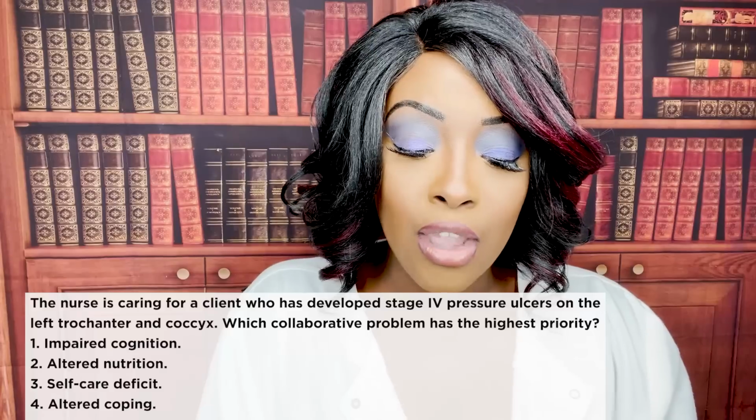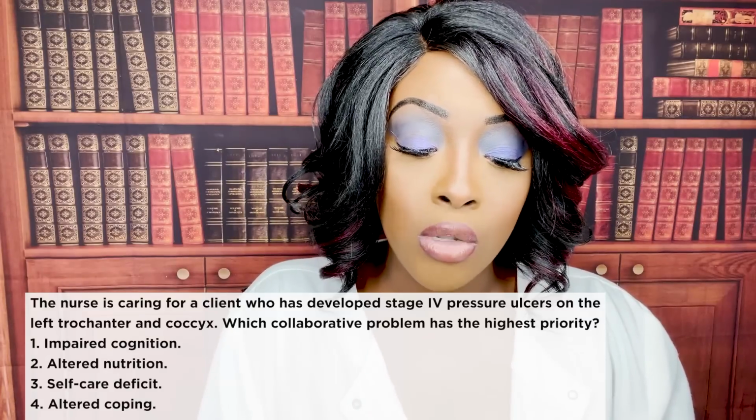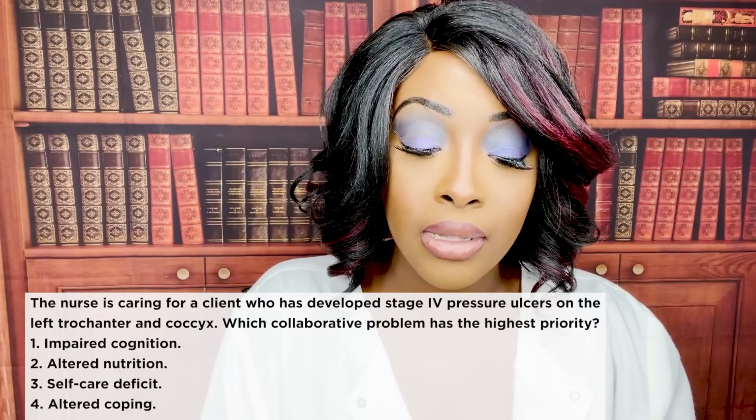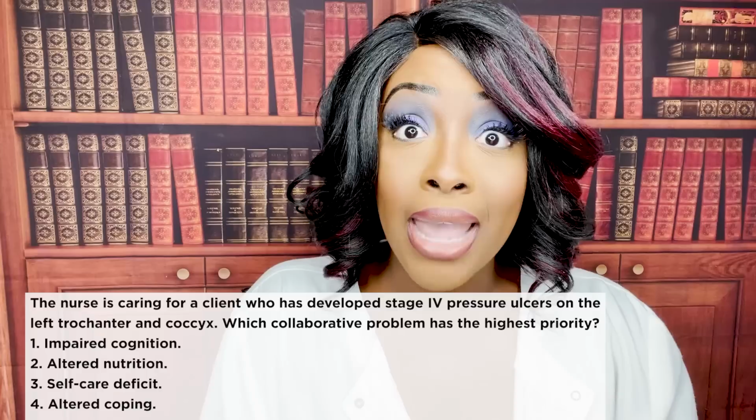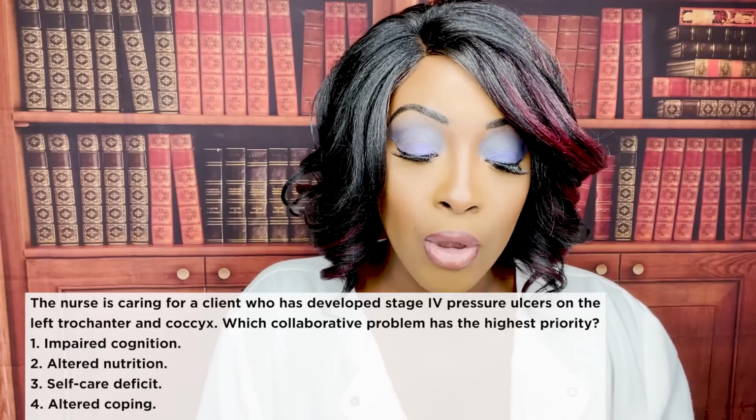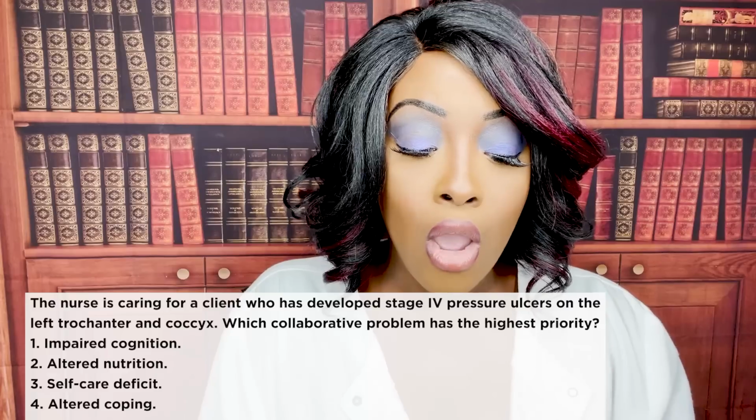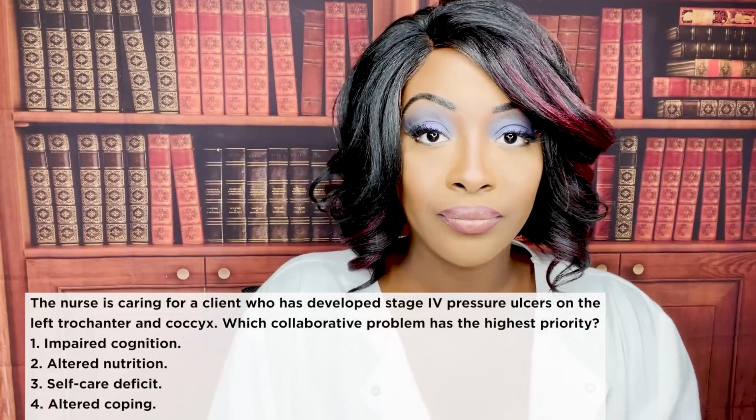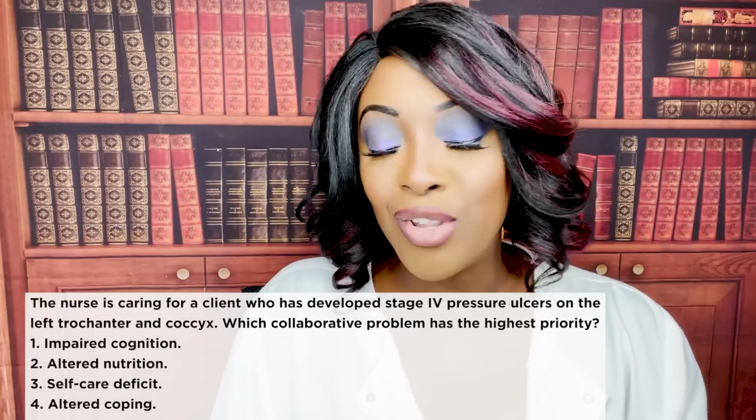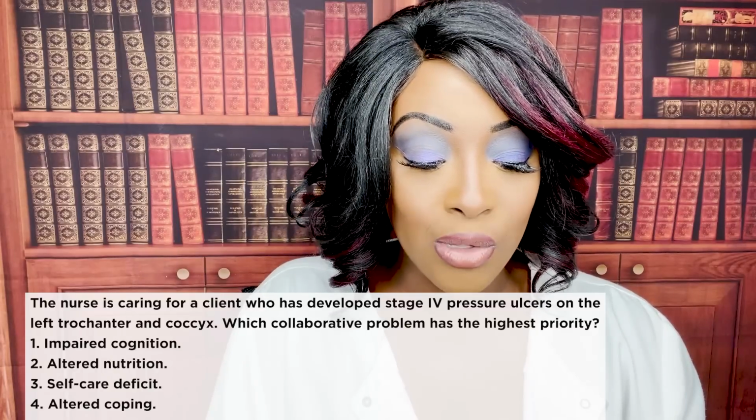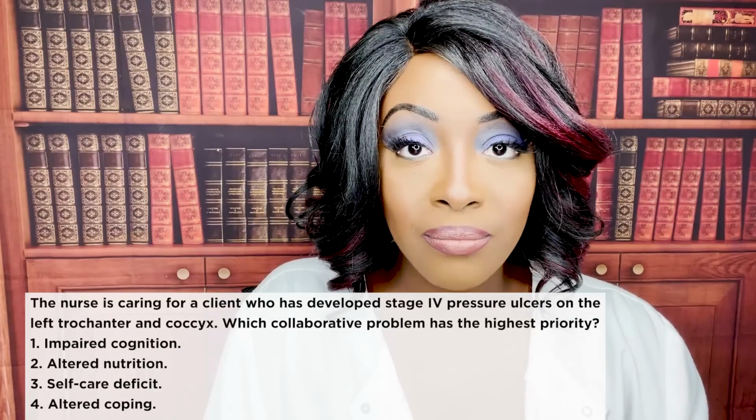The nurse is caring for a client who's developed a stage 4 pressure ulcer on the left trochanter and coccyx. Which collaborative problem has the highest priority? 1, impaired cognition. 2, altered nutrition. 3, self-care deficit. Or 4, altered coping. By now, I know you've all chosen the correct answer, which is 2, altered nutrition.